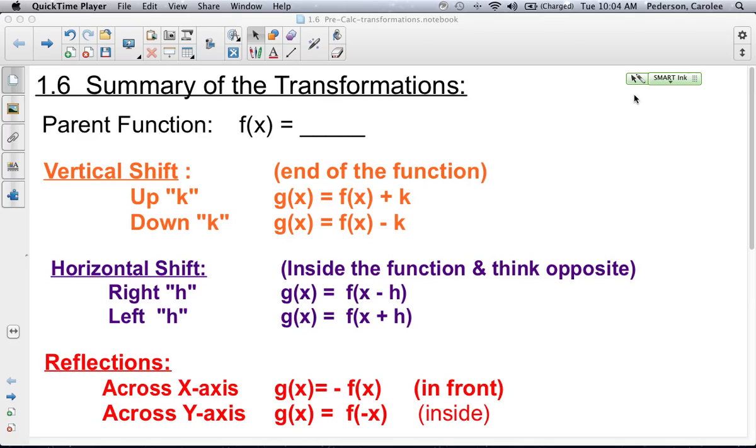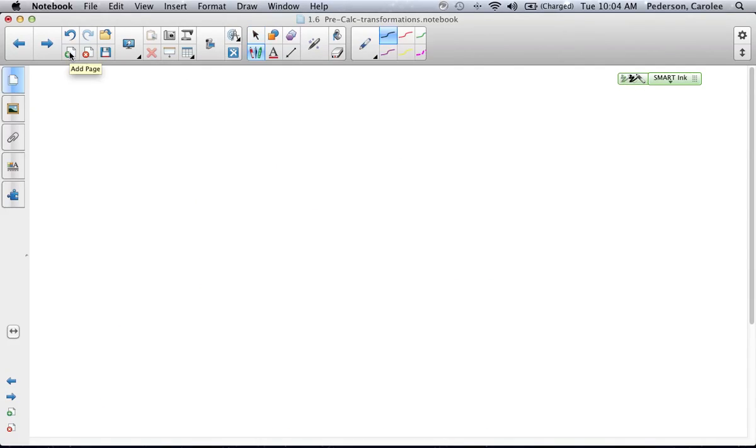Okay, we'll come back to this slide. I just want to show the difference between when you see a function with the transformation at the end and when it's inside, what the difference with the equation would look like. So let's say our original parent function looks like this. The absolute value of x. Do you know what the shape of that graph looks like? Of that parent function? A V, right?